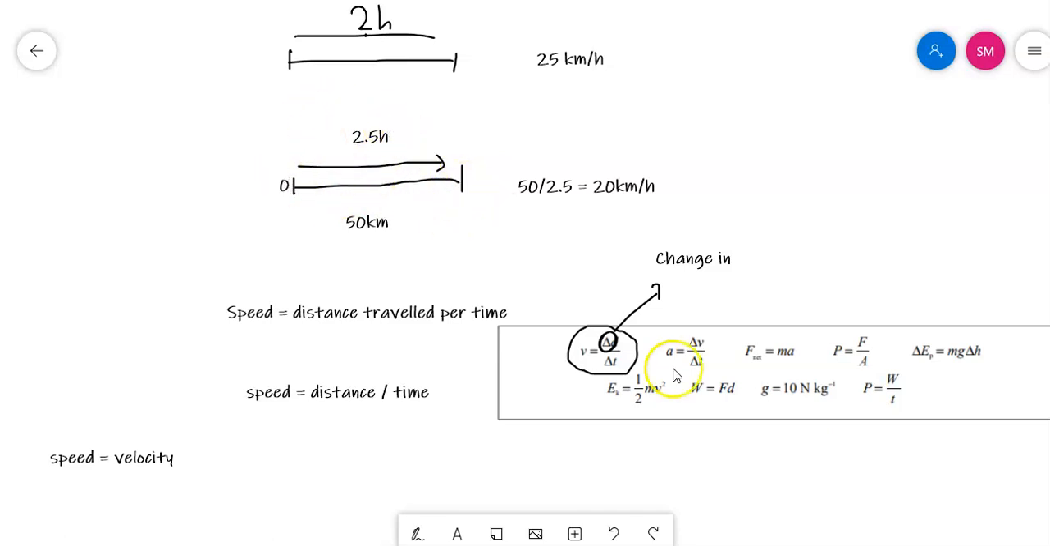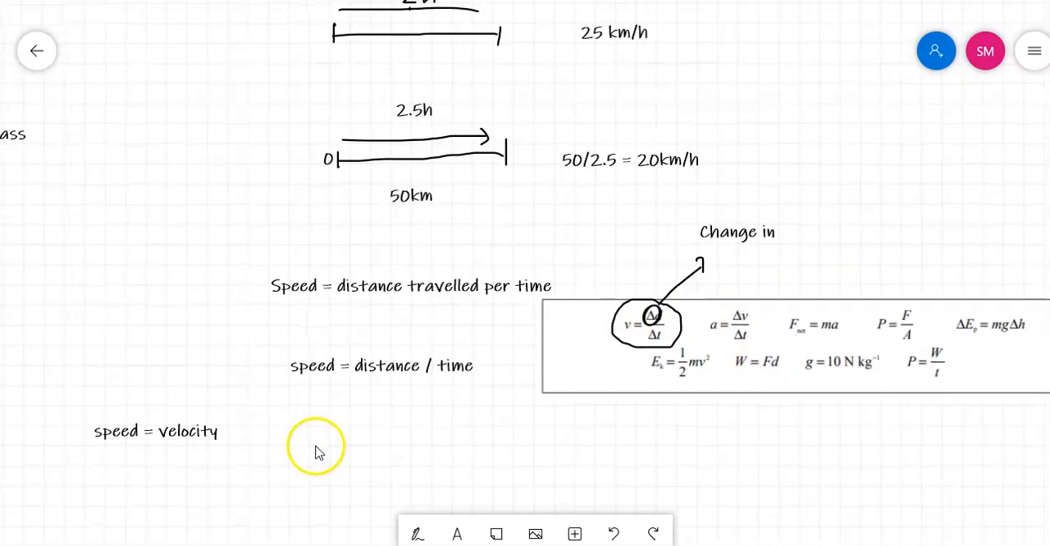And it's the same with the change in time. We've got 2.5 hours, so by the time we've got to 50 kilometers, 2.5 hours has elapsed, but at the starting point it is 0. So the change in distance here would be 50 kilometers, and the change in time would be 2.5 hours. It's good to know we've got these formulas that are going to be given to us in the end of year exam. We just need to remember what these symbols mean.